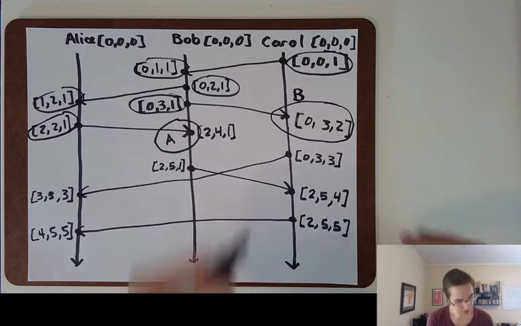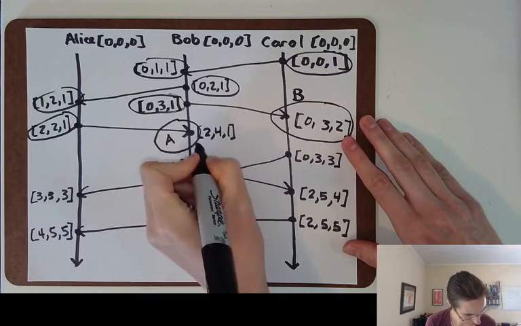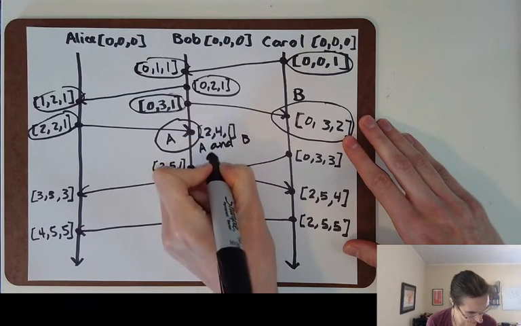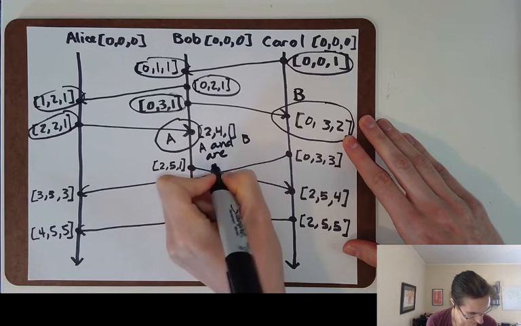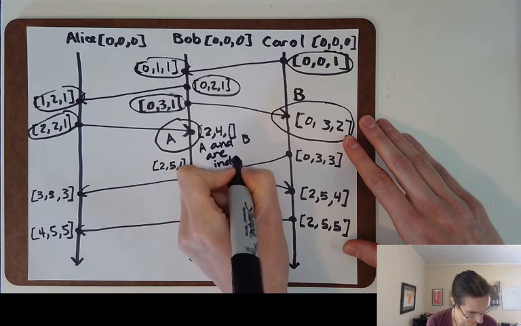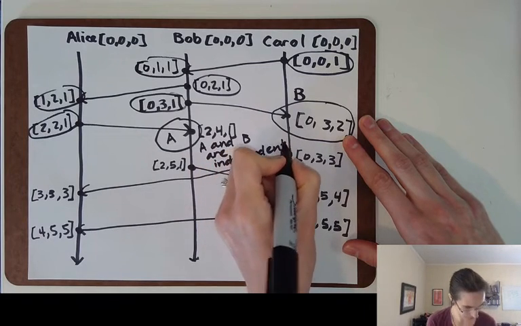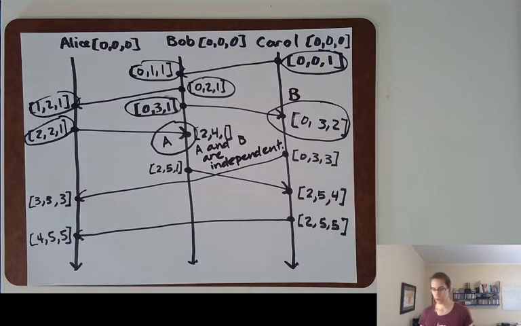So we say that these two events here are independent. Or we say they're causally unrelated. Or we say that they're concurrent. Those things are all synonyms.